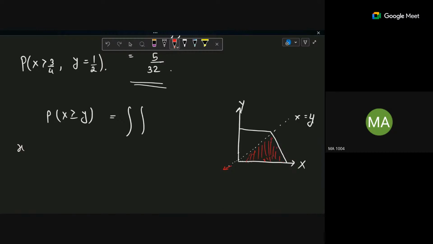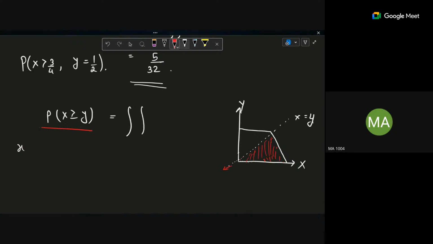So now you want to calculate the probability that x is greater than or equal to y. That means you have to find the probability that your x and y are lying in this region. That is nothing but the area of this region. Do you know how to calculate the area of this kind of thing? Yes, ma'am. If it is a triangle or rectangle, then it's easy.